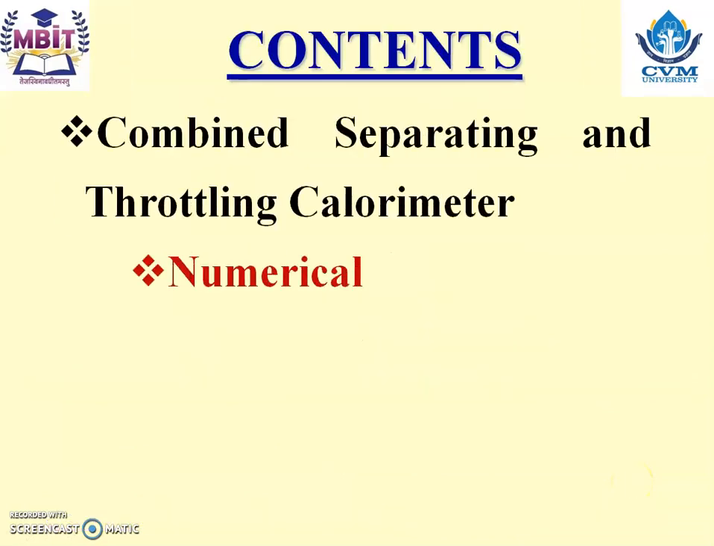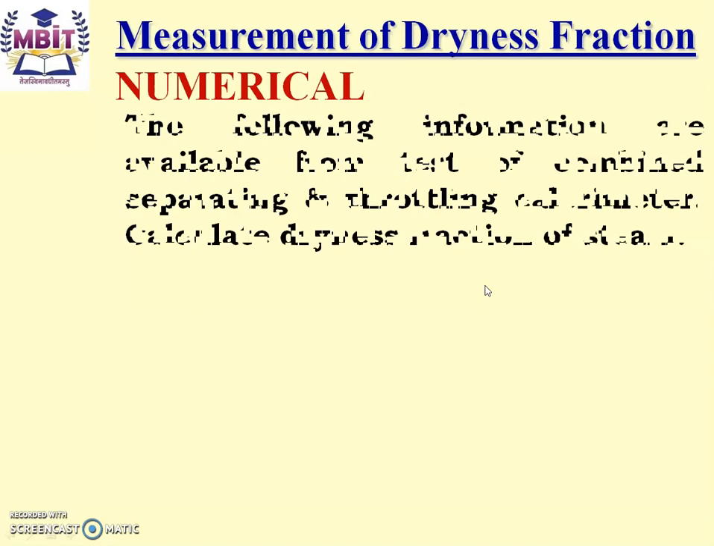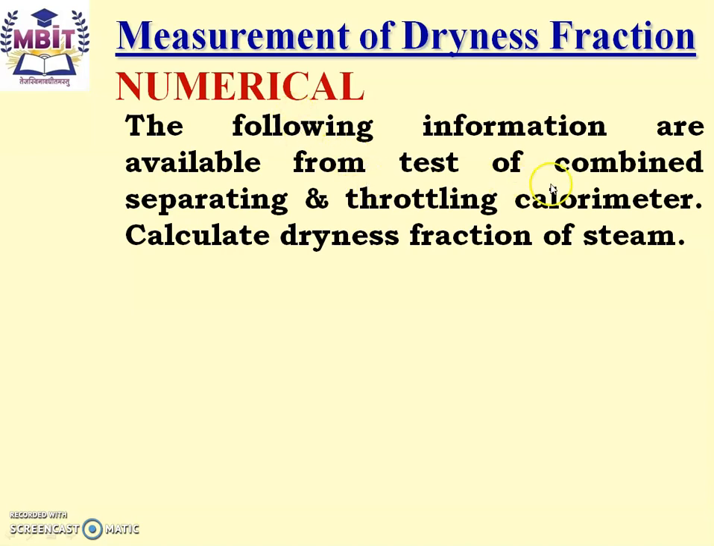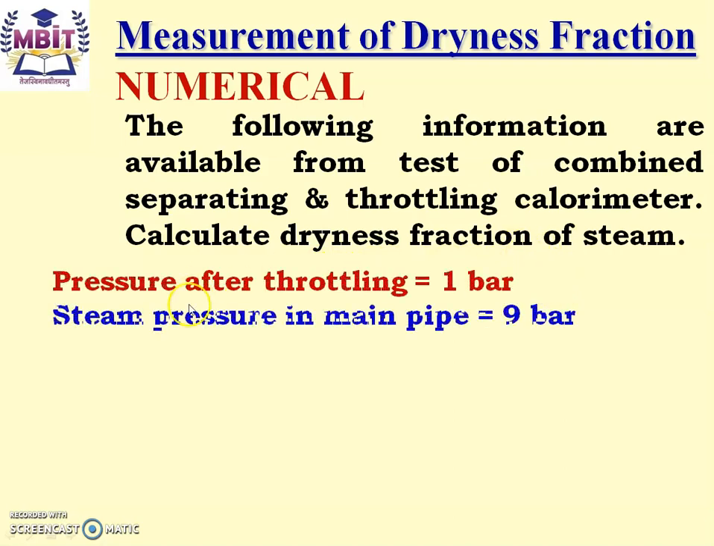In today's lecture, we are going to study a numerical on the combined separating and throttling calorimeter. The following information is available from a test of a combined separating and throttling calorimeter. Calculate the dryness fraction of steam.